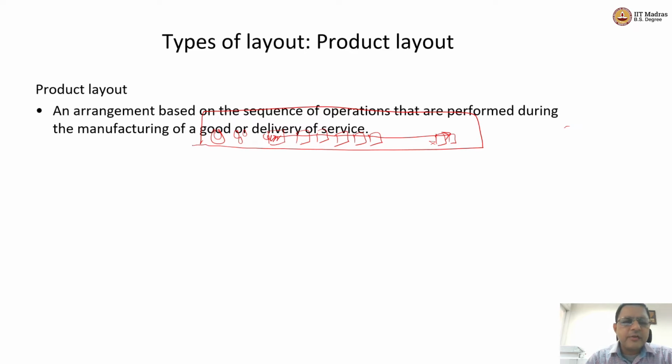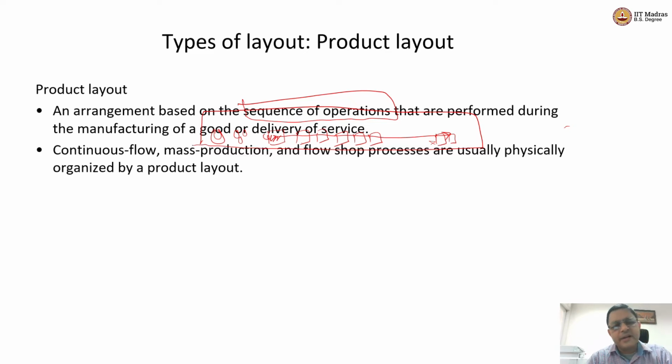So what is product layout? Product layout is arrangement based on a sequence of operations. As I said, what is the sequence in which you eat? You eat the appetizers first, and then the main course, and then your desserts, and so on. So any food table will arrange these dishes in that particular order. It is generally used for mass production. It is generally used for continuous flow, right?